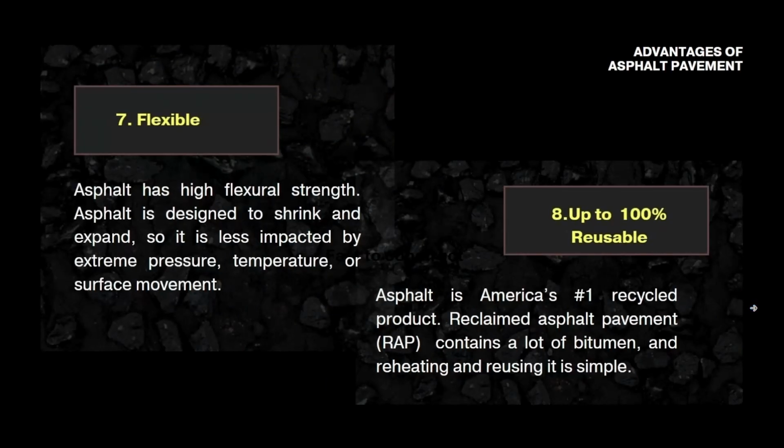Seventh is it is flexible. Asphalt pavements have high flexural strength. Asphalt is designed to shrink and expand, so it is less impacted by extreme pressure, temperature, or surface movement. Eighth is it is up to 100% reusable. Asphalt is America's number one recycled product. Reclaimed asphalt pavement contains a lot of bitumen, and reheating and reusing it is simple.